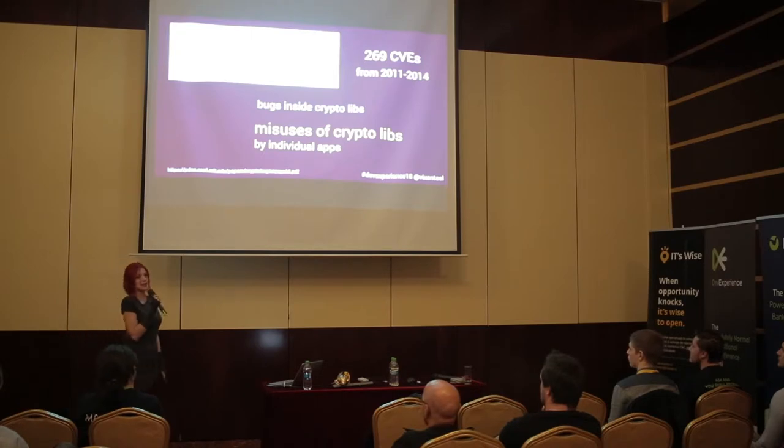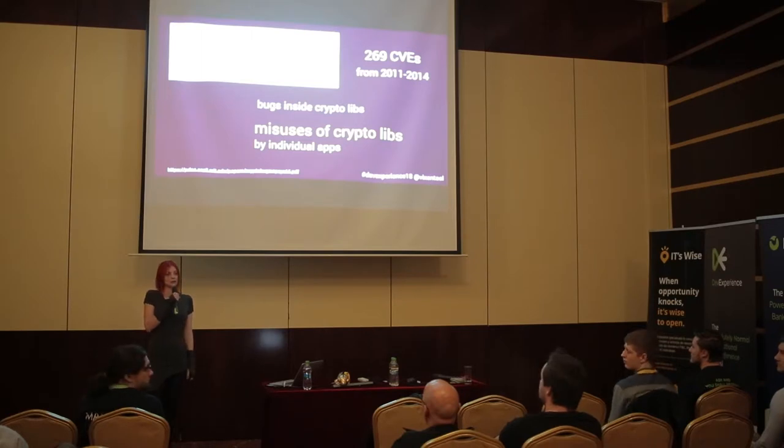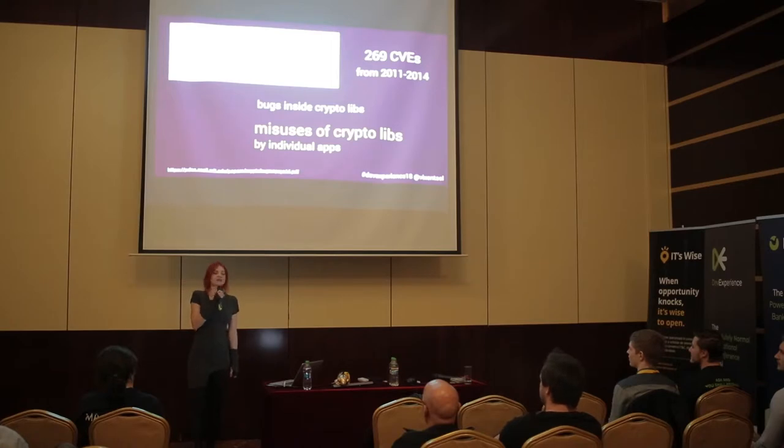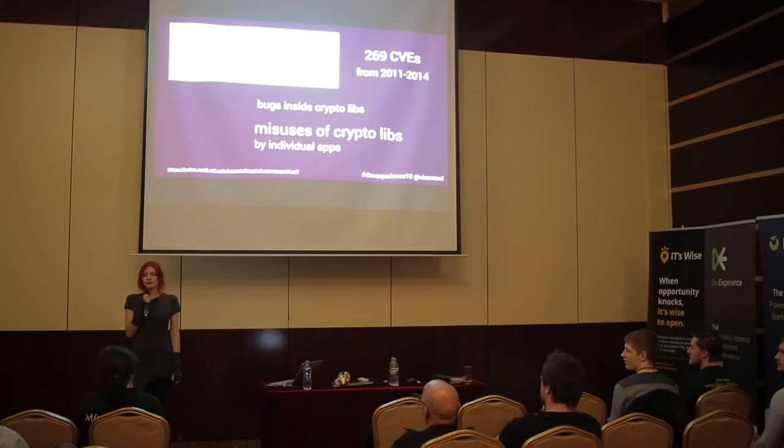Can you guess the numbers? Let's try to guess the numbers. How many percent of vulnerabilities was caused by bugs inside crypto libraries? What are your suggestions? Sorry? Just tell me a number. 5%, 10%, 1%, 4, 0. Any other suggestions?